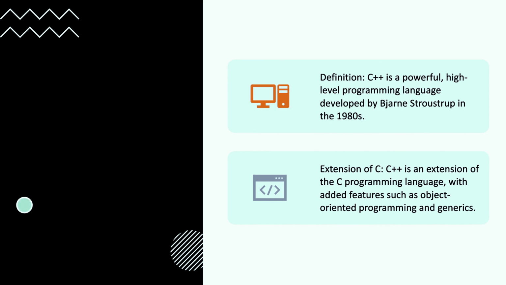Okay, now what is C++? C++ is a powerful high-level programming language that was developed by Bjarne Stroustrup in the 1980s. It is an extension of the C programming language with added features such as object-oriented programming, generics, and memory management capabilities.